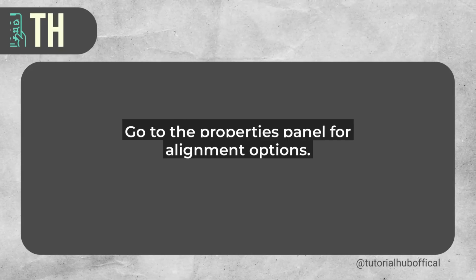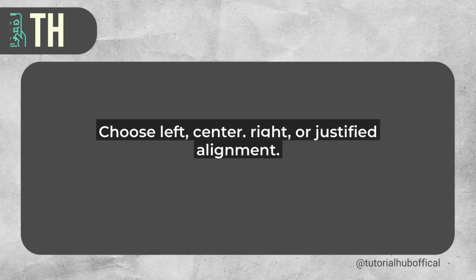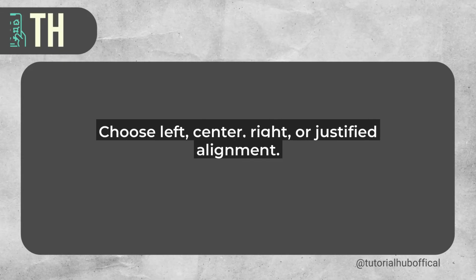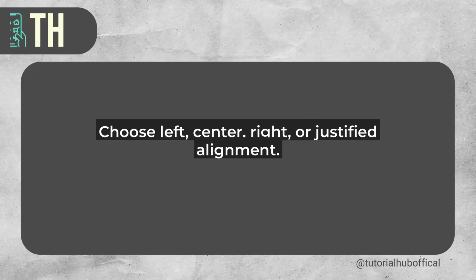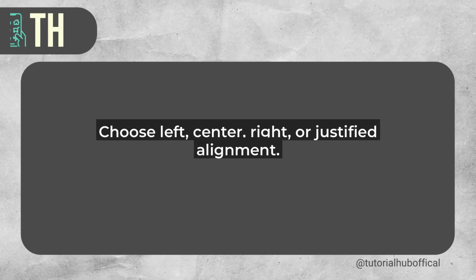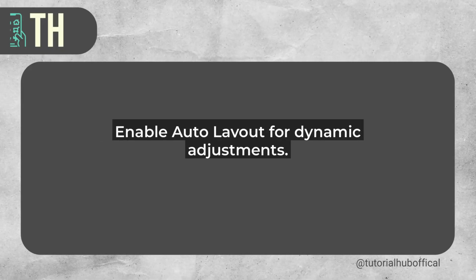For more precision, especially in complex layouts, head over to the Auto Layout feature. This is a game changer in Figma 2025. It automatically adjusts your text based on the container size. To use it, select your text box, go to the Design tab, and toggle on Auto Layout. Then, adjust the horizontal and vertical settings to ensure your text hugs the edges or centers exactly as you need.